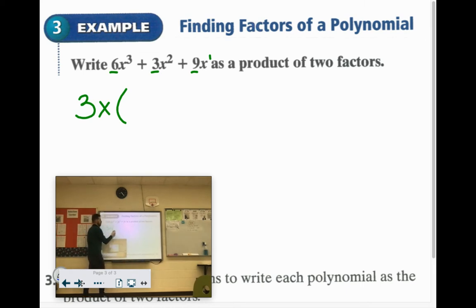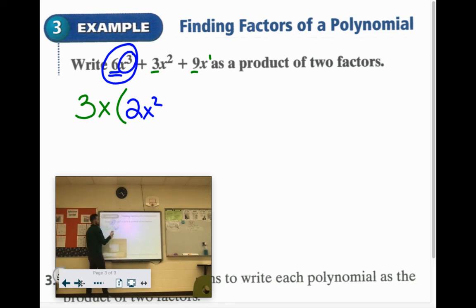So 3 times something gives me 6. That's 3 times 2. We have x to the first. I need x to the third. So we need 2 more x's. So 2x squared. So 3x times 2x squared gives us that 6x to the third.